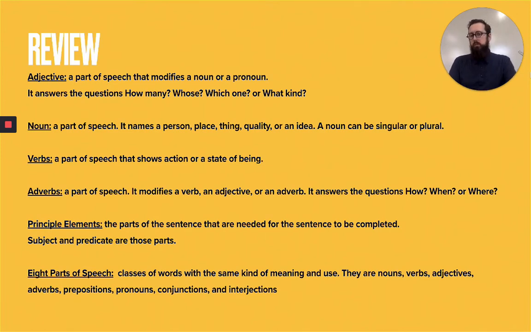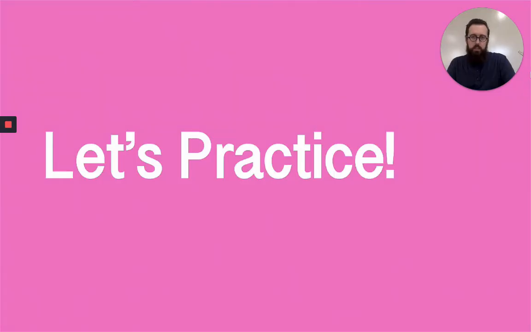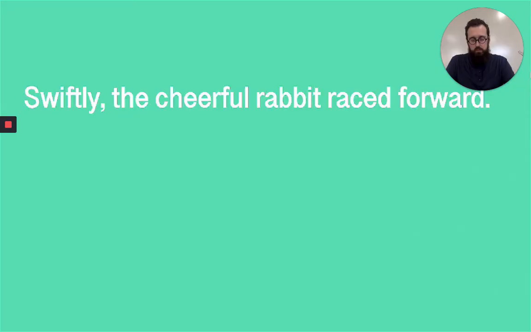So there are 8 parts of speech. These are classes of words with the same kind of meaning and use. They are nouns, verbs, adjectives, adverbs, prepositions, pronouns, conjunctions, and interjections. All right, now that we've reviewed all of our vocab, let's jump in and practice a little bit, analyzing and diagramming some sentences with adjectives.